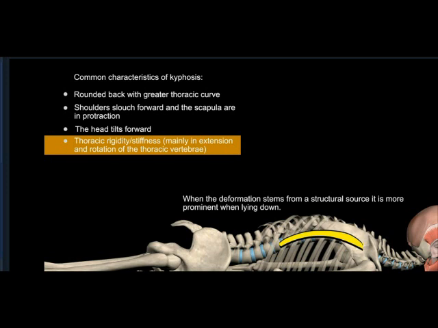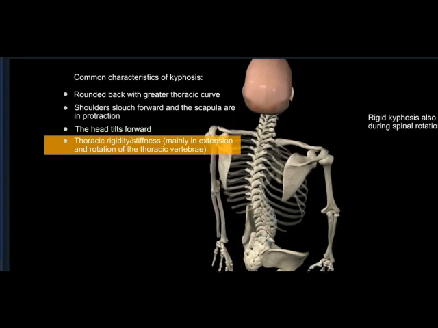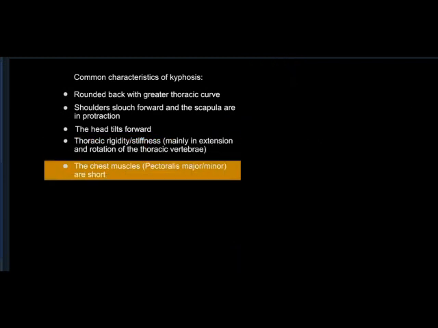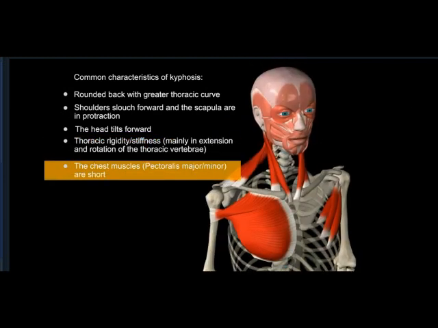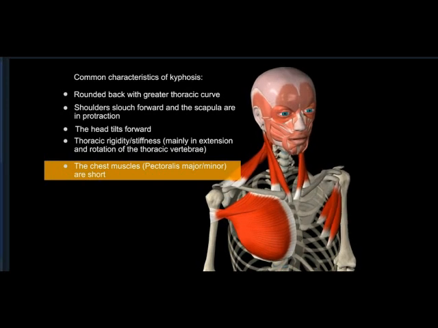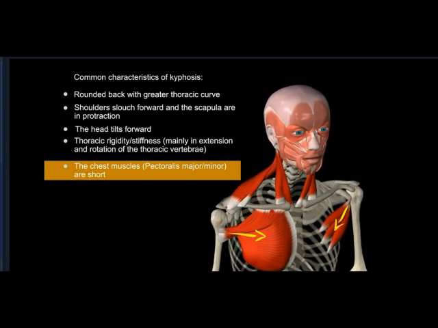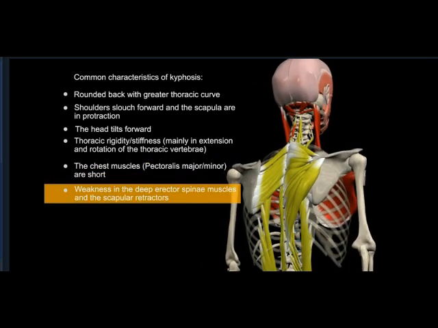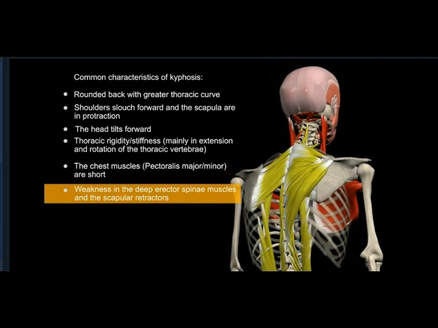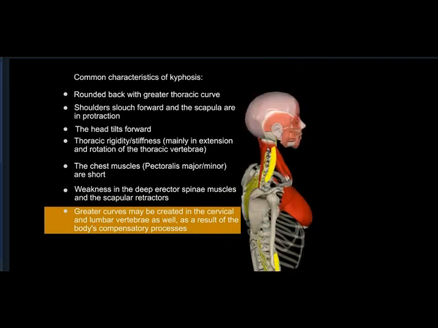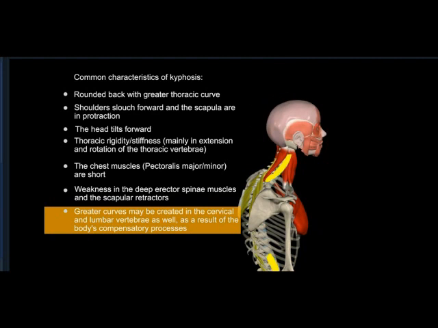When the deformation stems from a structural source, it is more prominent when lying down. A rigid kyphosis is also prominent during spinal rotation in the horizontal plane. The chest muscles, pectoralis major and minor, are short. Weakness in the deep erector spinae muscles and the scapular retractors. Greater curves may be created in the cervical and lumbar vertebrae as well as a result of the body's compensatory process.